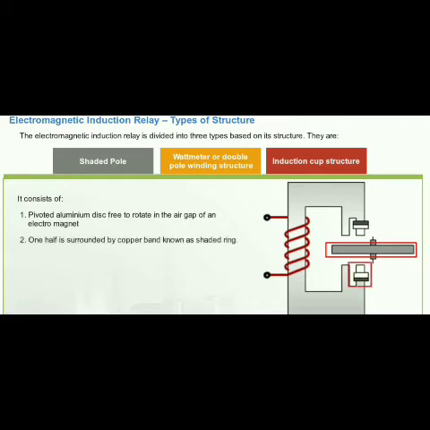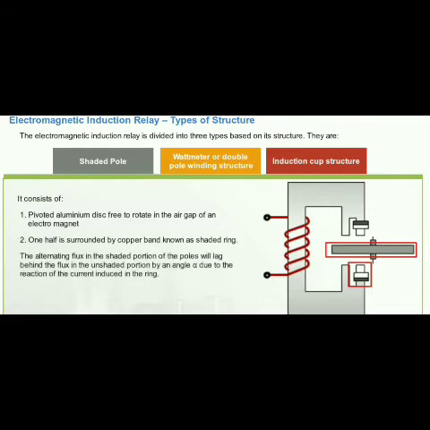One half of the pole is surrounded by a copper band known as the shaded ring. The alternating flux in the shaded portion of the poles will lag behind the flux in the unshaded portion by an angle alpha due to the reaction of the current induced in the ring. These two AC fluxes differing in phase will produce the necessary torque to rotate the disc.